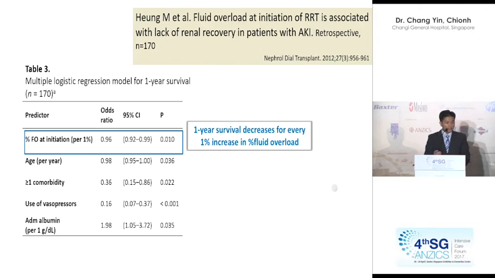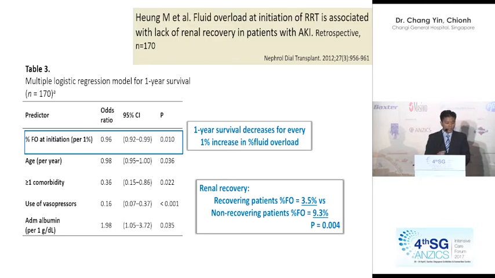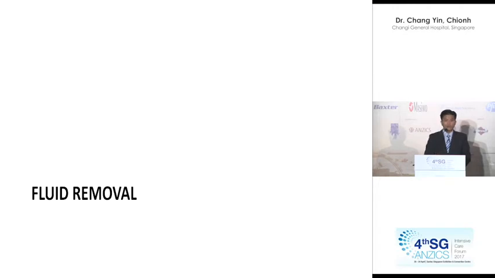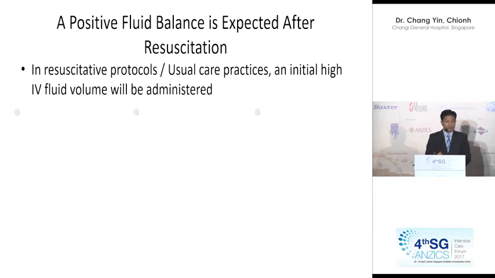And this is one more study that shows that for every 1% increase in the percent fluid overload, the 1-year survival actually decreases further. One interesting point that also came out in this study is that patients who did not recover their renal function had a higher percentage of fluid overload. So if we have found that the patient is fluid overloaded, how do we go about removing the fluids?